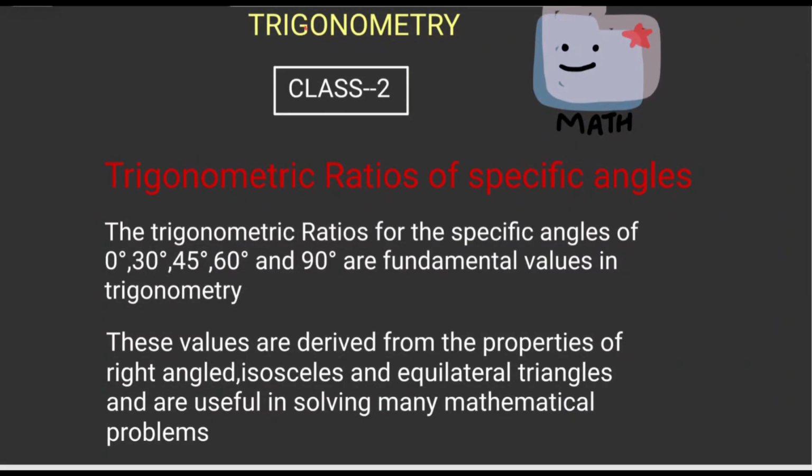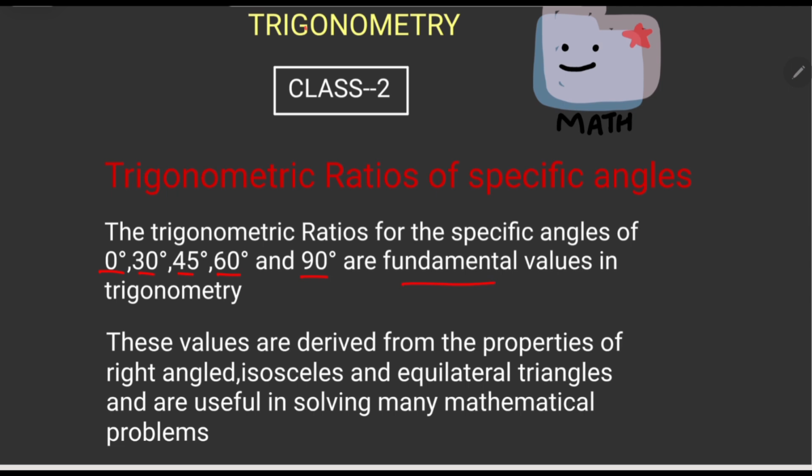We are going to discuss the topic trigonometric ratios of specific angles. Here we have 6 trigonometric ratios. They are sin theta, cos theta, tan theta and their reciprocals. To all these trigonometric ratios, we have to discuss the specific angles. The angles are 0 degree, 30, 45 degree, 60 degree and 90 degree. So all these are fundamental values.